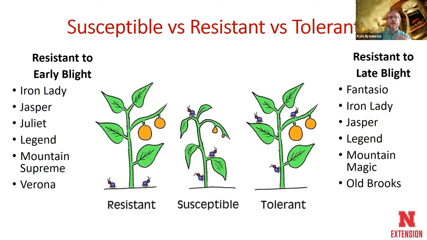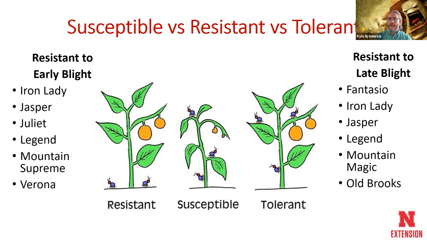And I use the term tolerant, not the term resistance, because I'm not a big fan of the term resistance when looking at diseases. True or complete resistance is very rare with a lot of plant diseases. And the image that we have here kind of shows what I'm talking about, but with insects. So with a resistant plant, the insects, or the disease, won't be able to attack or infect it at all. Susceptible, the plant may die due to this disease.